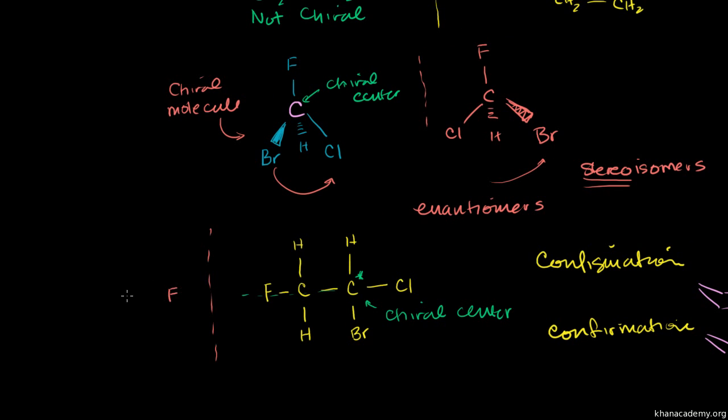You would have a fluorine, carbon, carbon, chlorine. You have your two hydrogens. And then you would have a hydrogen here, and then your bromine here. No matter what you try to do, if you try to flip this around, you will never be able to superimpose this on top of this. So these are enantiomers. These are both stereoisomers relative to each other. And either of these, regardless of which one you pick, are chiral molecules.